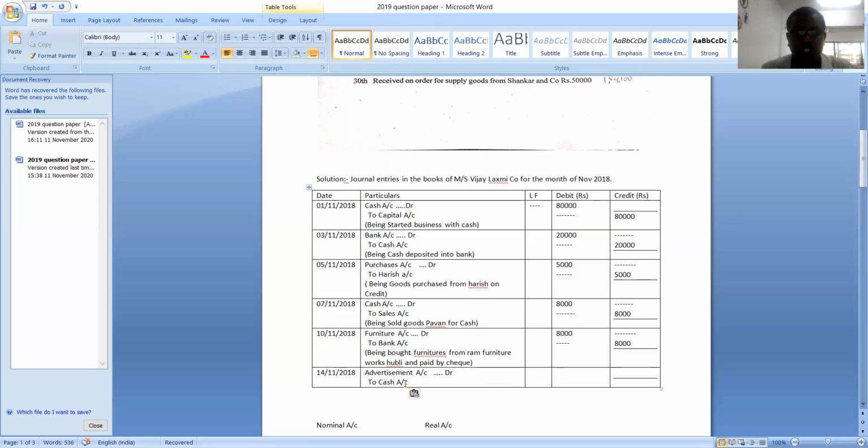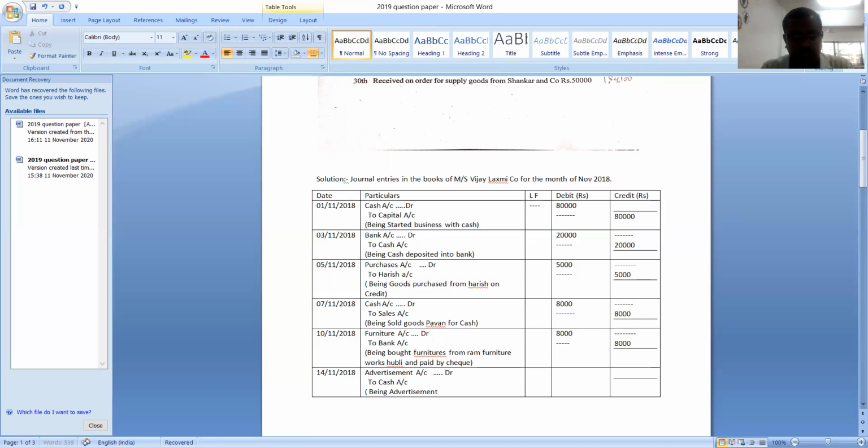No need to write the abbreviation of credit because we have already written "To" itself, it indicates that the particular account is credited. Now in brackets we should write the narration, and that narration starts with what? It starts with being. So what is the narration? Being advertisement expenses paid.